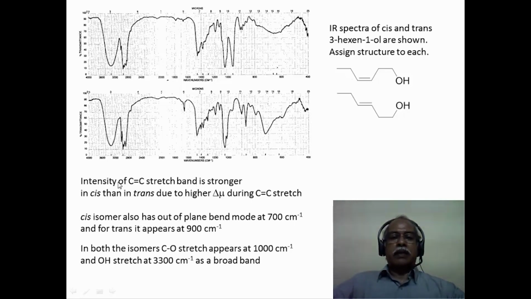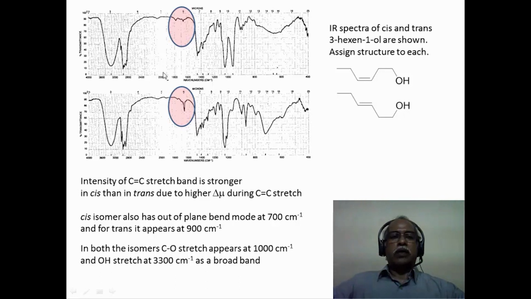The intensity of the C double bond C stretch is stronger in the case of cis than in the case of trans due to the higher change in the dipole moment during the C double bond C stretching. The cis isomer also has the out of plane bending mode at 700. Many people may not know this, but it is very useful information. Whereas the trans one has the out of plane bending around 900 inverse centimeter. Both the CO stretch appears at 1000 inverse centimeter as well as the OH stretch.